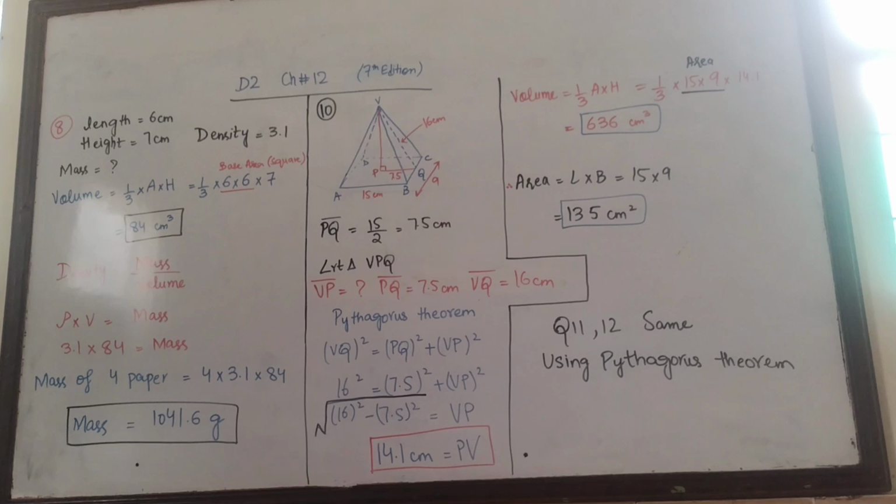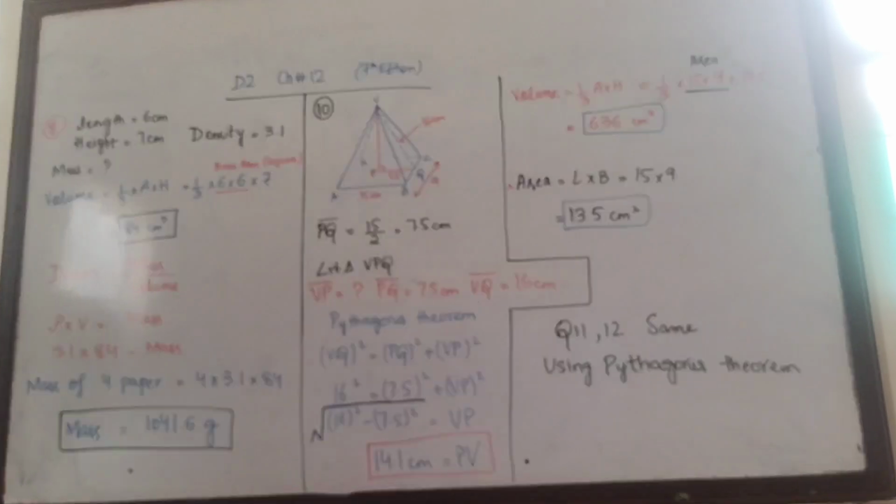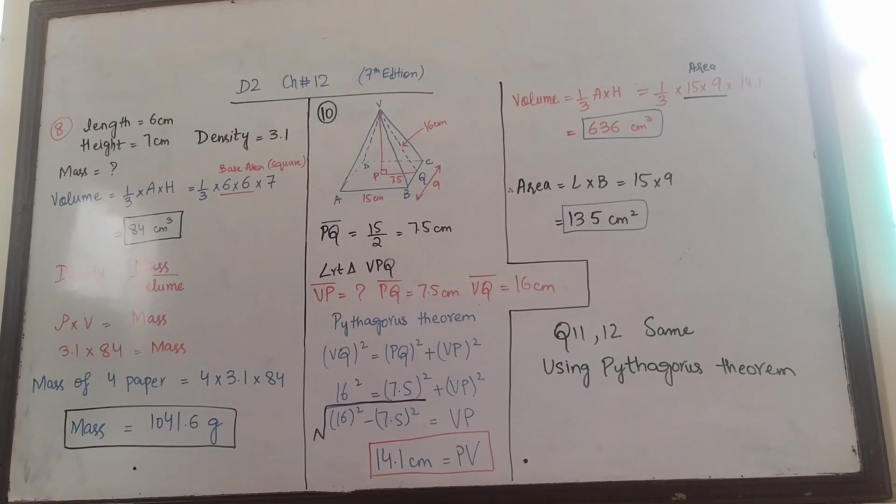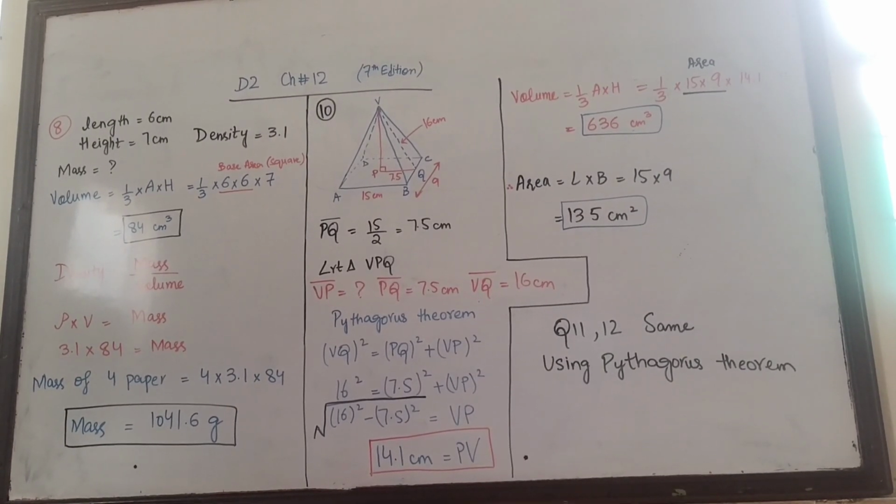The next thing is you are given the density. So the density formula is density is equal to mass divided by volume. Density is represented by rho. Rho multiplied by volume, then you will get mass. We are given the density and we have found the volume. Put both the values here and you will get the mass.